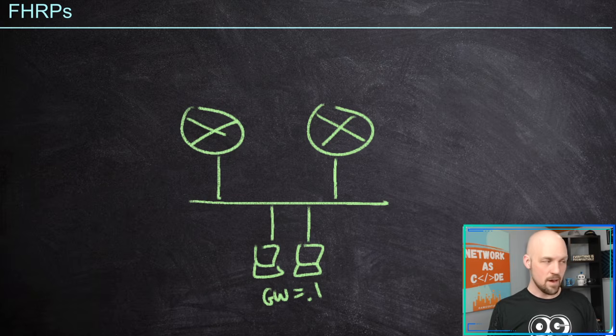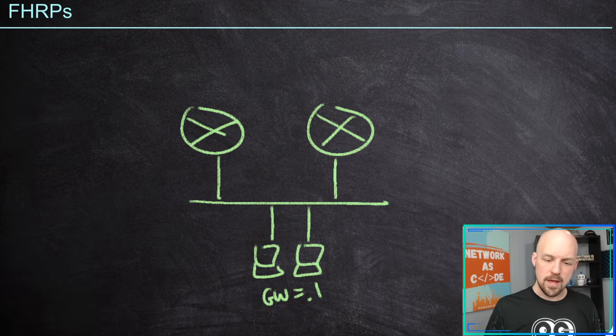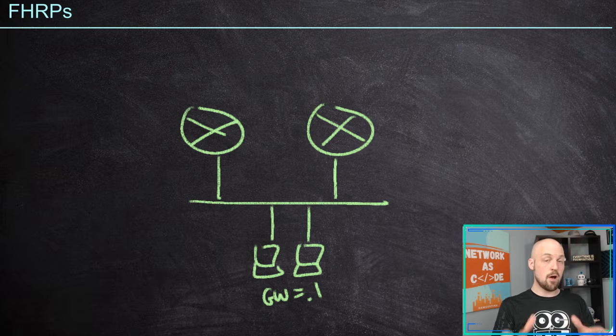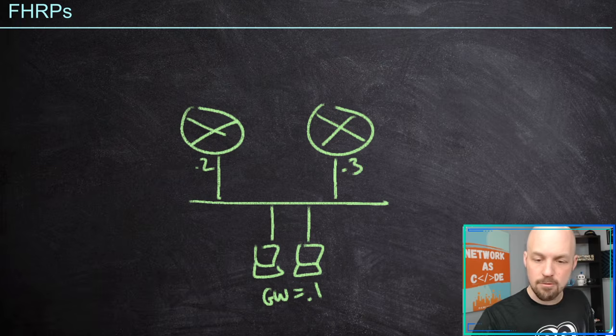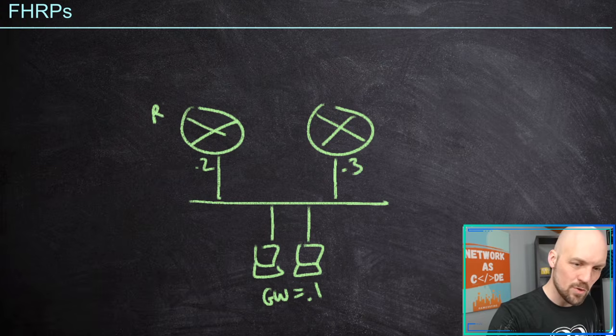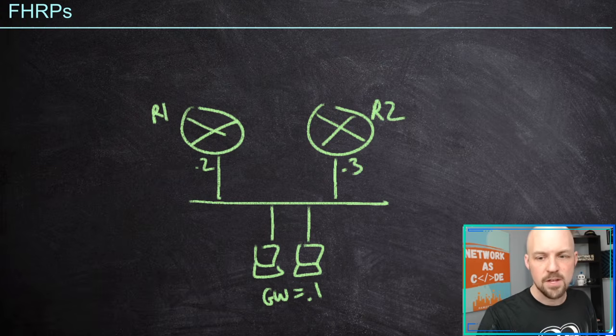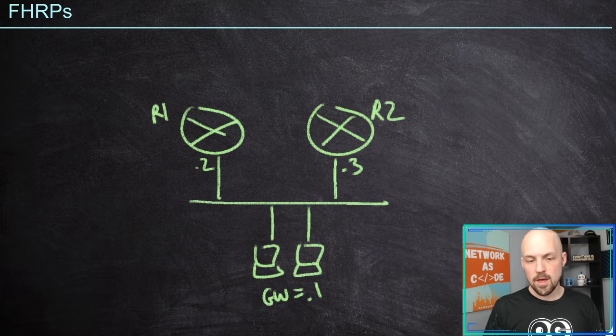All right, so where was I going with that? Okay. So the idea here is this. Let's not assign the gateway address .1 to either one of those routers. Let's assign, let's say, .2 to the router on the left and .3 to the router on the right. Let's just give these names because we're going to keep referring to these guys as something. So router 1 and router 2.